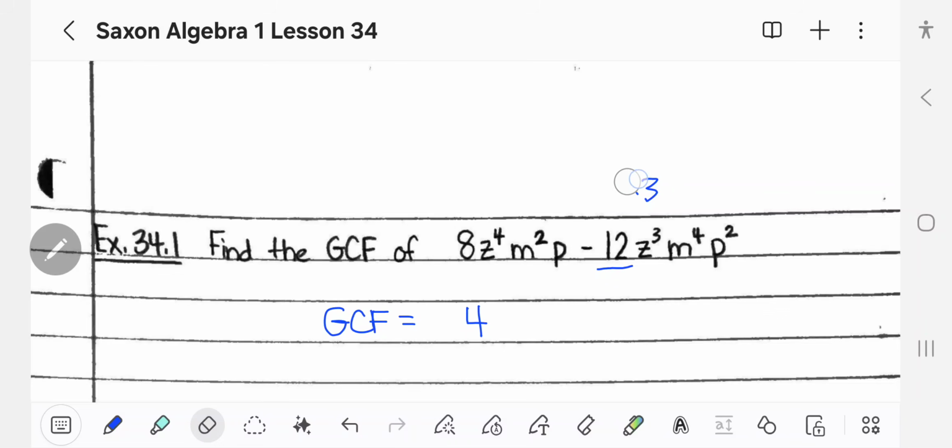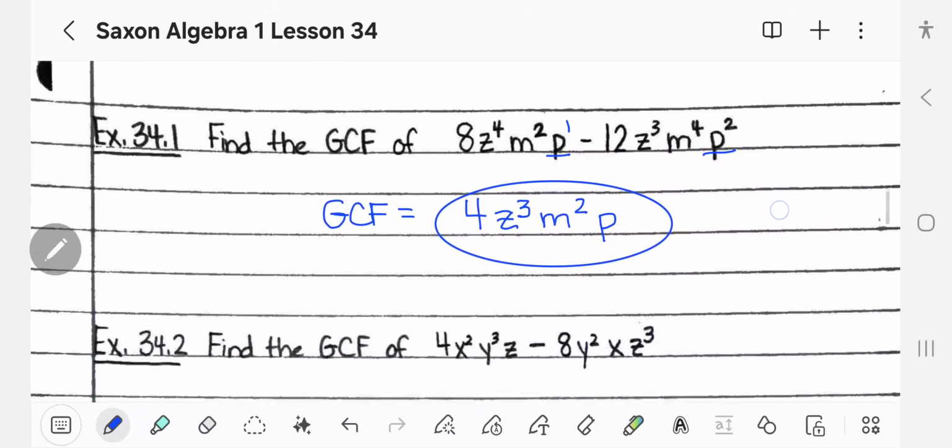Next, we're going to start looking at the literal factors. We're going to look at the variables. We have a z to the 4th and a z cubed. So the highest power that they have in common would be z cubed. All right, next we're going to look at m squared. We have an m squared there and an m to the 4th. The highest power in common is m squared. Next, we're going to look at p. The highest power that we have is this 1. So p, and we don't have to write to the first. So your GCF is 4z cubed m squared p.